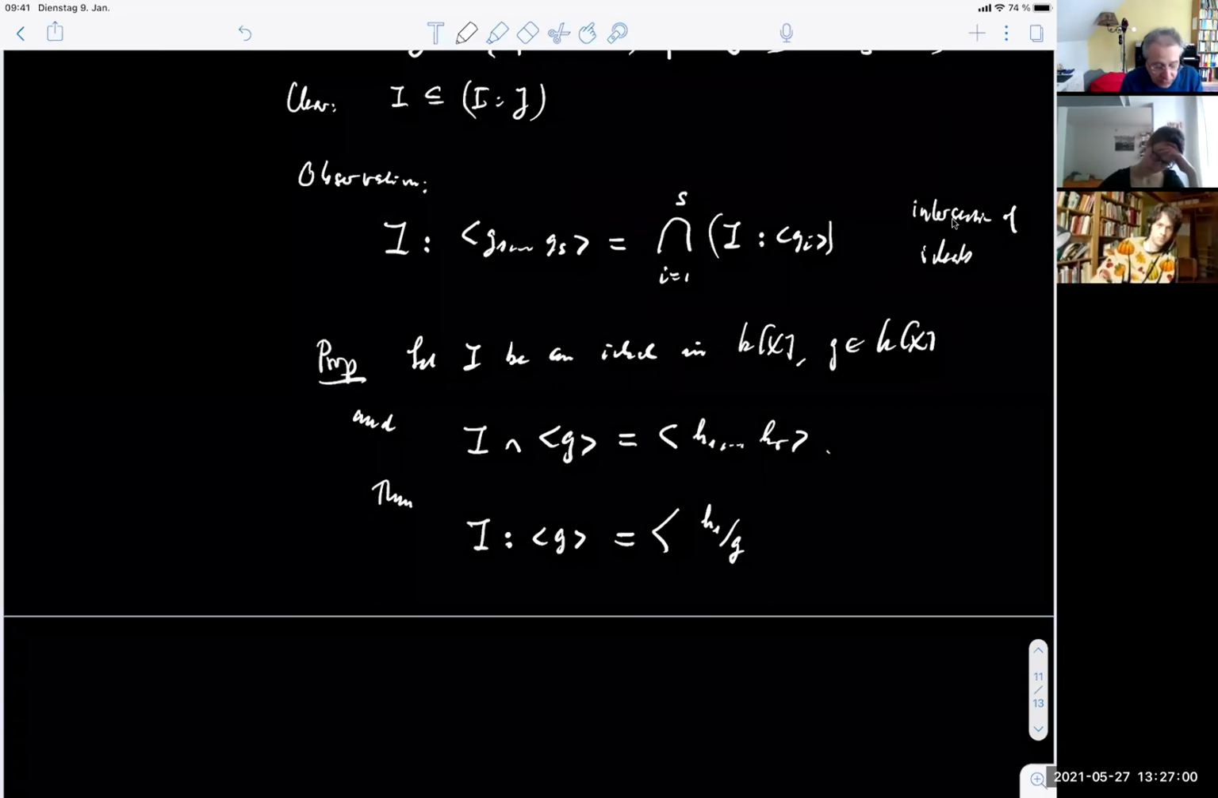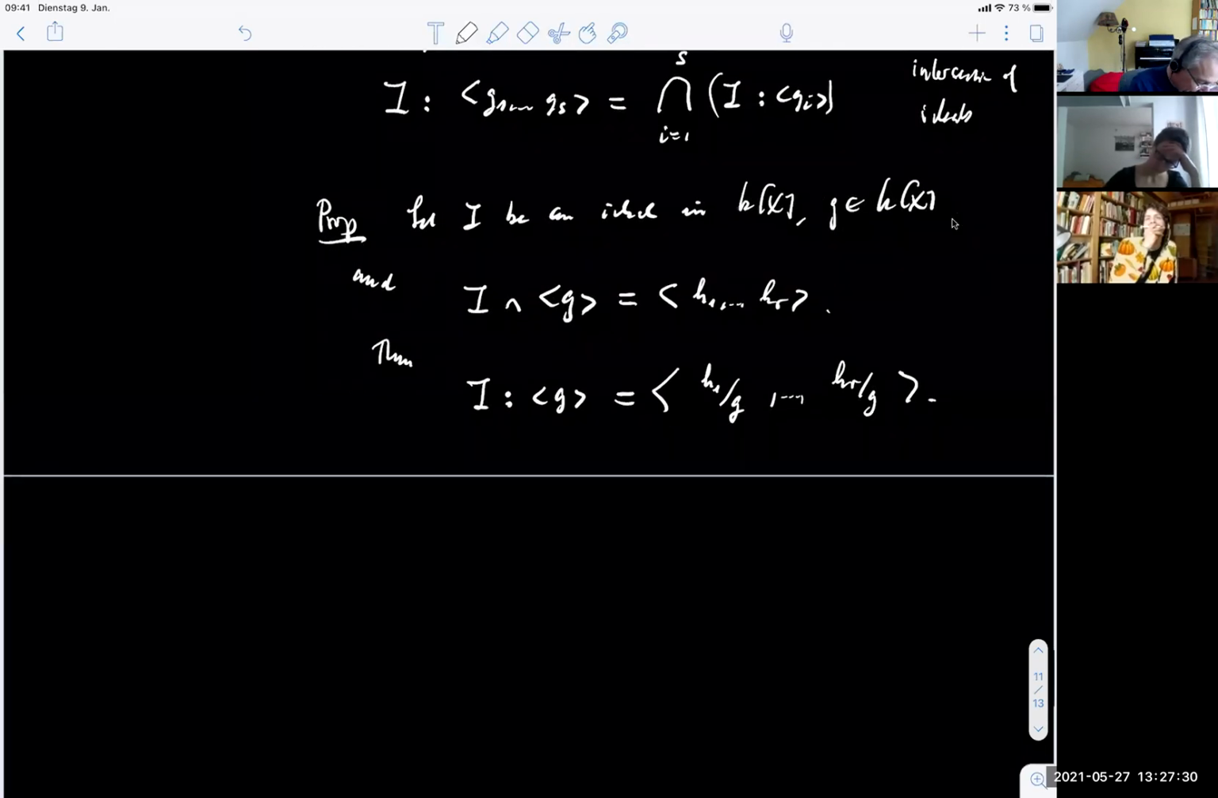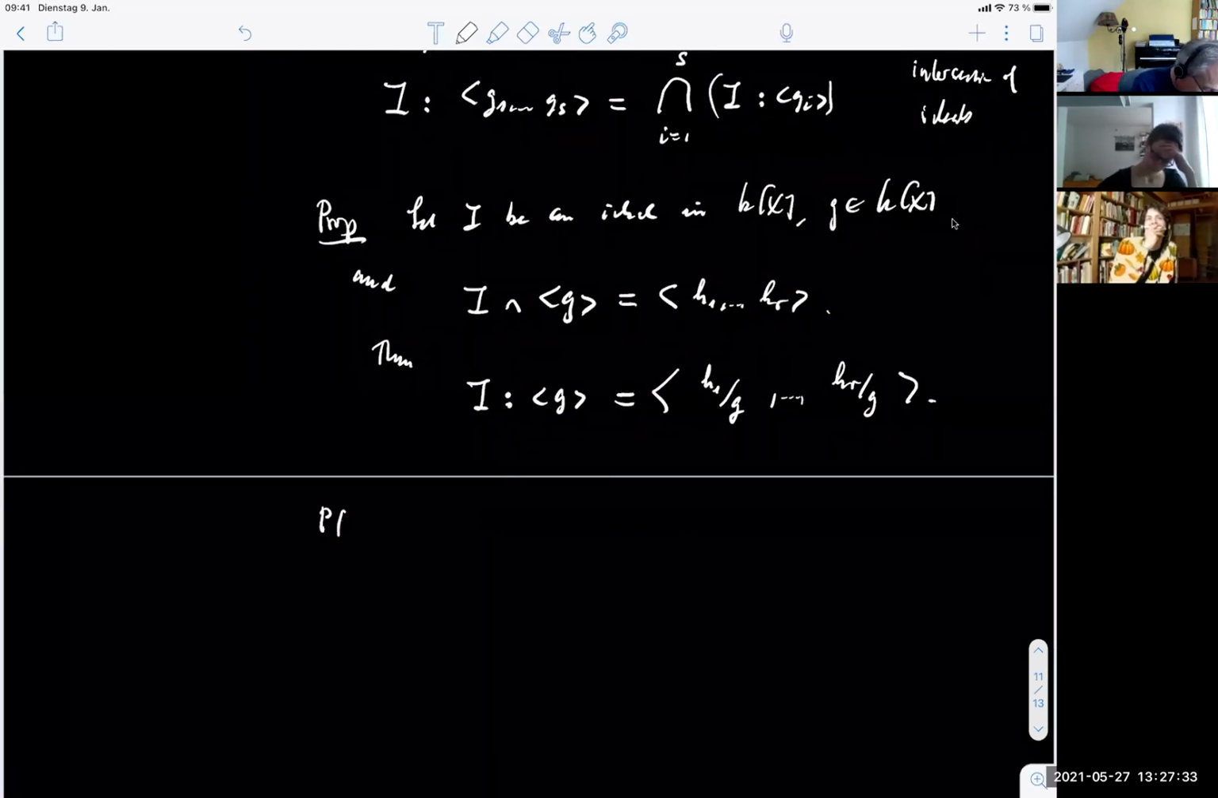You see, h1 divided by g makes sense. It will be a polynomial, because all these h are multiples of g. So I just write this list of polynomials. The point of this proposition is if you can do intersection of ideals, you can do quotients by principal ideals. I have 3 more minutes, and this is just enough to give the proof, which is extremely simple.